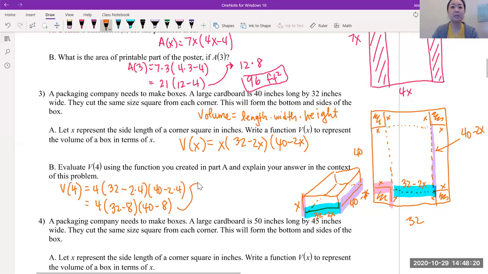And so this is going to be 4 times 24 times 32, which is, help me out here. I don't know. 3,072. So 3,072. Remember, this is going to be in inches, so inches cubed, since it is a volume. We're no longer in area. We're in volume, so it's cubic, right? Because literally we did length times width times height, which is inch times inch times inch, which is inches cubed. All right, and so it says explain the answer in context.